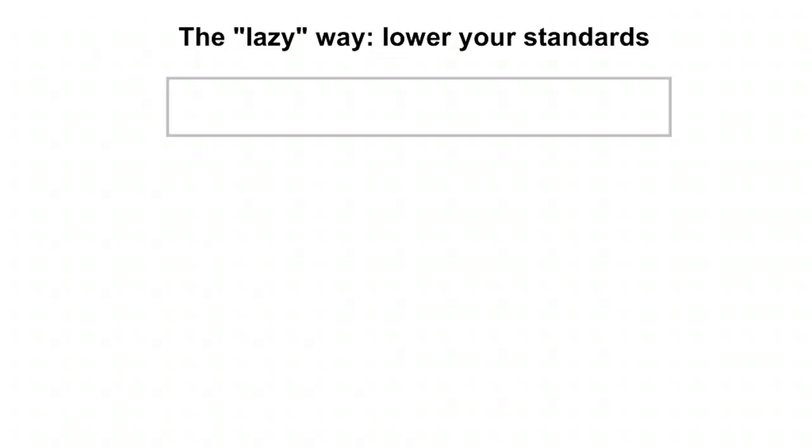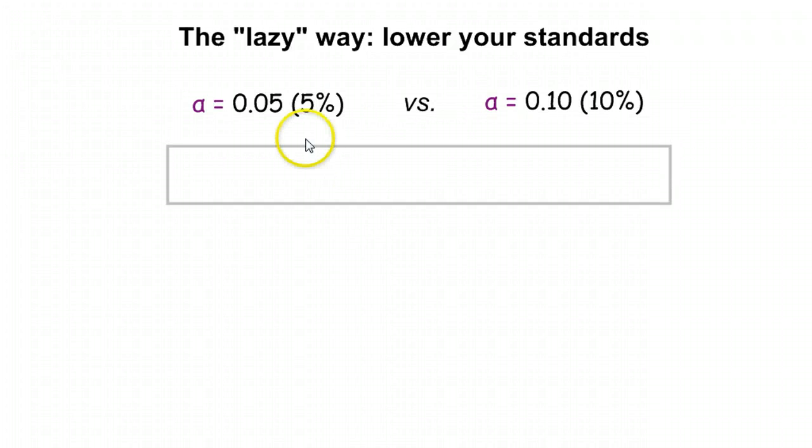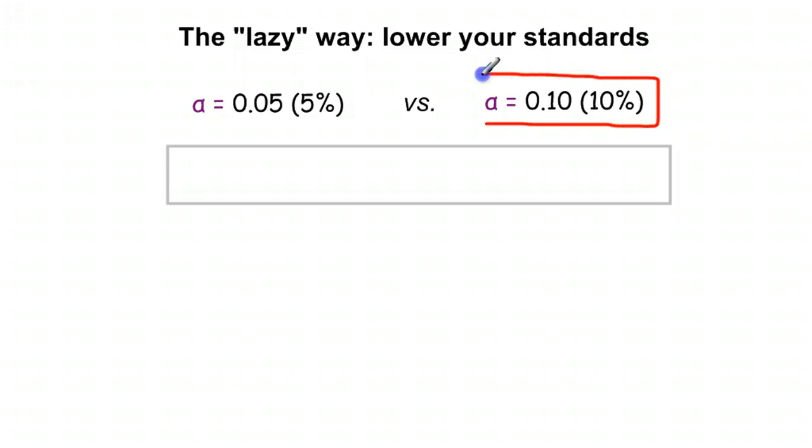Last way to make it easier to reject the null hypothesis is to lower your standards, by which I mean raise your alpha value. Instead of saying, oh, 5% unlikely is unlikely enough, you could just say 10% is unlikely enough. 1 out of 10, that's pretty good for me. That's going to give you a higher chance of rejecting the null hypothesis. The problem is that you're more likely to reject it when you're not supposed to. So you're going to have more type 1 errors if you just raise your alpha value.